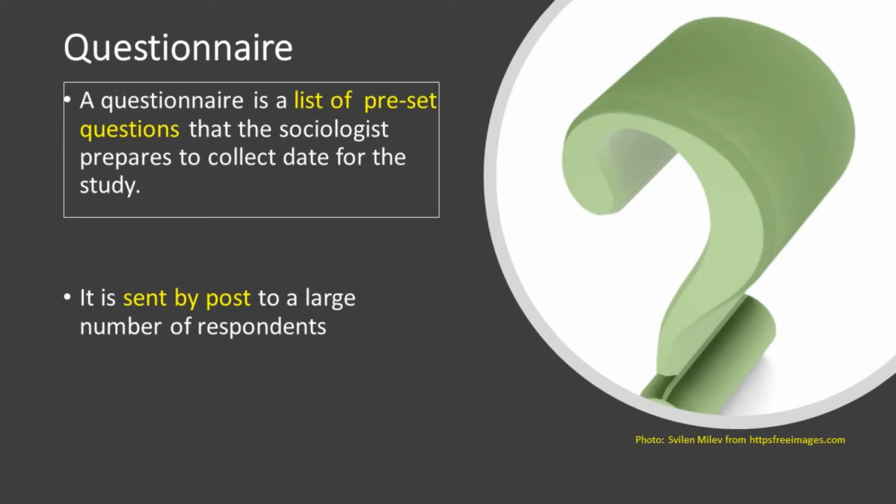Let us now look at questionnaire. A questionnaire is a list of preset questions that the sociologist prepares to collect data for their study. As simple as that. A questionnaire is usually sent by post to a large number of respondents.